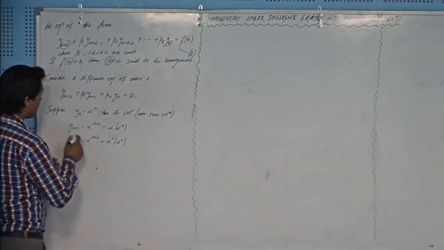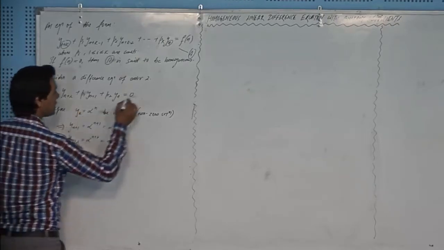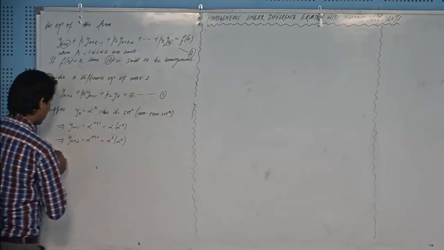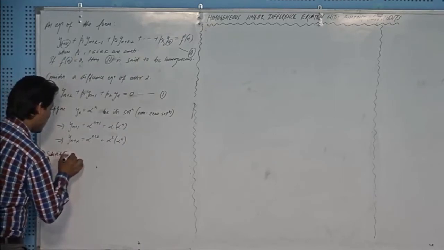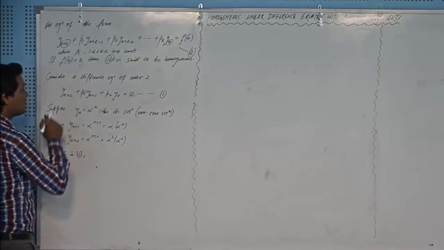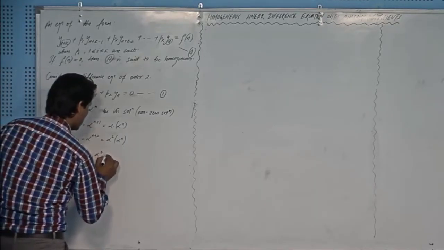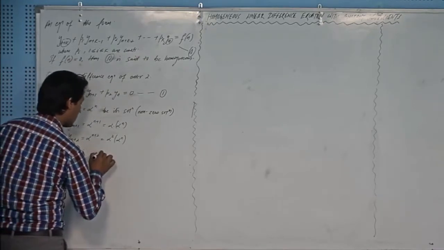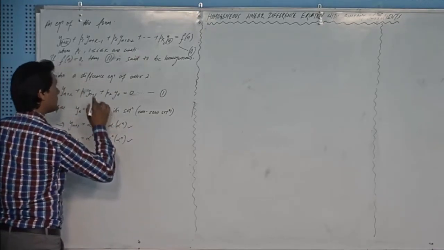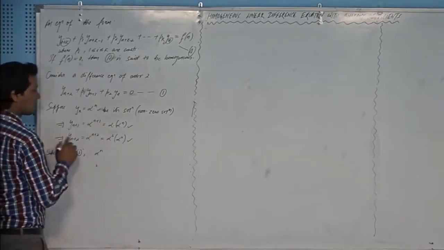And I will put these values in this equation. Let me call it equation number 1. Substitute in equation number 1, that will produce alpha to the power n taken common. If you plug these values in this equation, then alpha to the power n can be taken common, right?